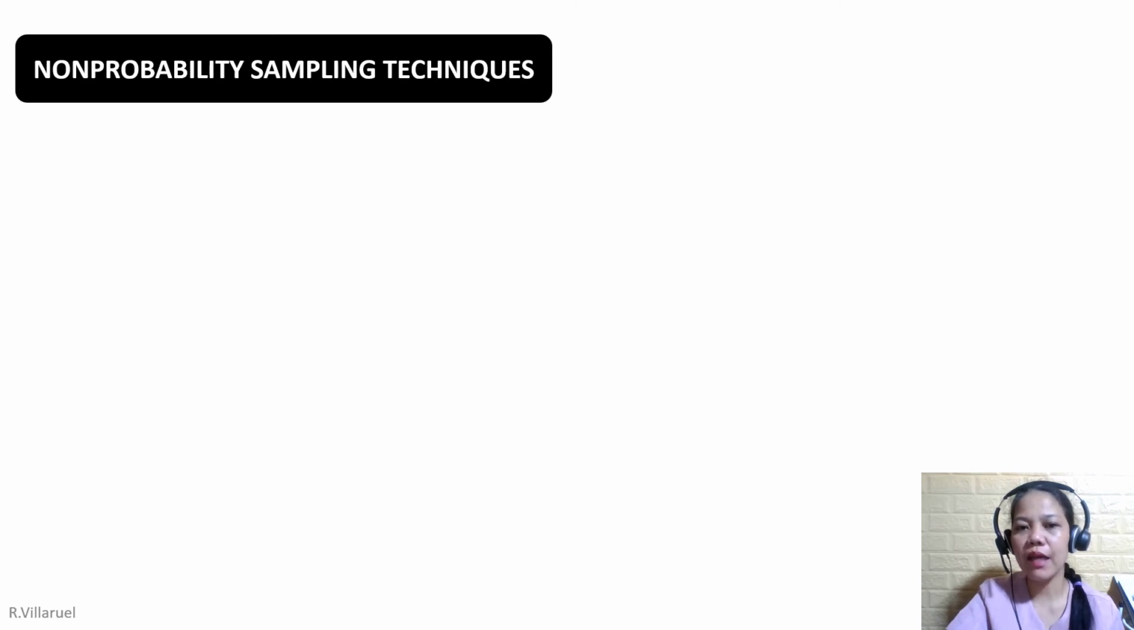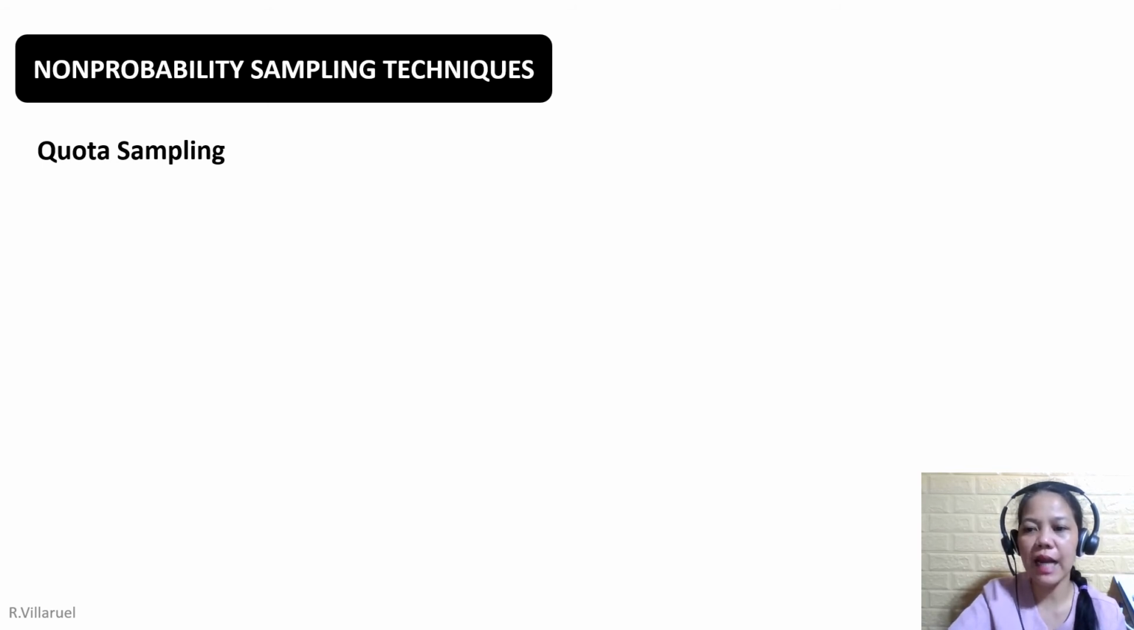The last type of non-probability sampling techniques is the quota sampling. So, the number of samples is decided by gathering a predefined number of participants from each of several predetermined categories. The selection process within each category may be random.